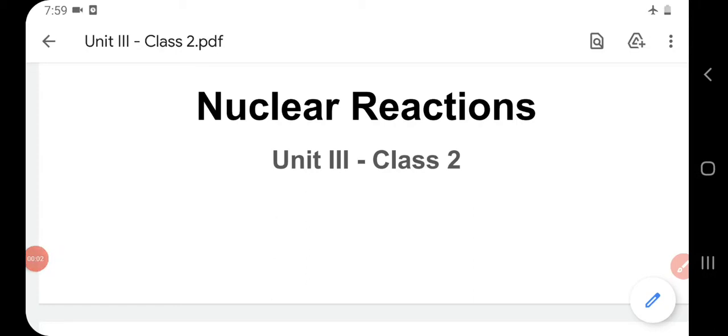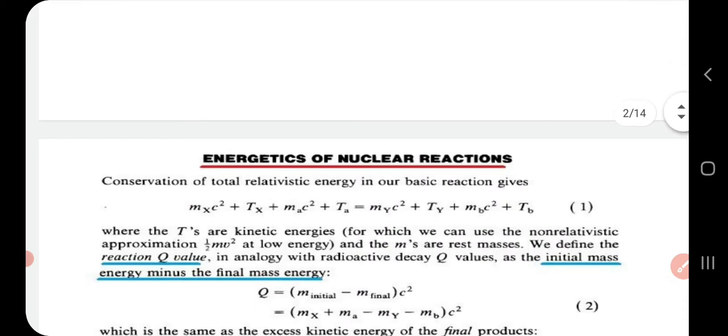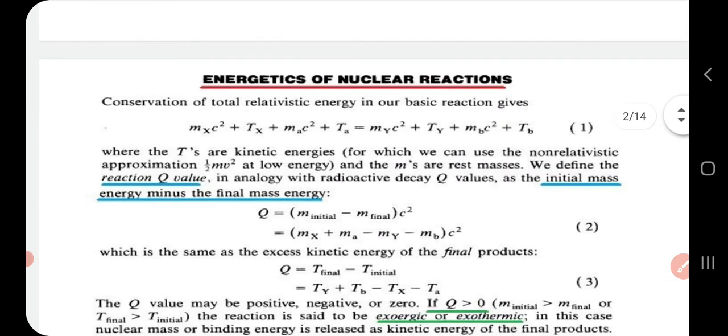Good morning. This is the continuation of our Unit 3, nuclear reactions. In the last class, we discussed the way of representing a nuclear reaction and the various conservation laws. Today we will learn what is meant by the Q value of a nuclear reaction. This is something we have already learned in our lower classes.